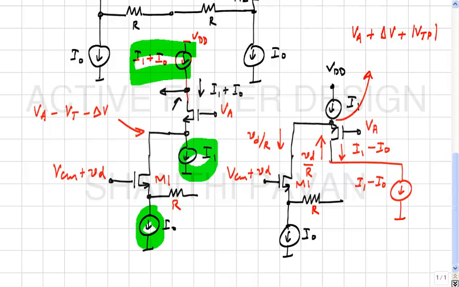And the same idea must also be applied here, correct. Again, this I1 minus I0 cannot be independent of the I1 minus I0 being pushed into the output node. So now what kind of current source will you have? See, this current source cannot be independent, correct? So what should I do?